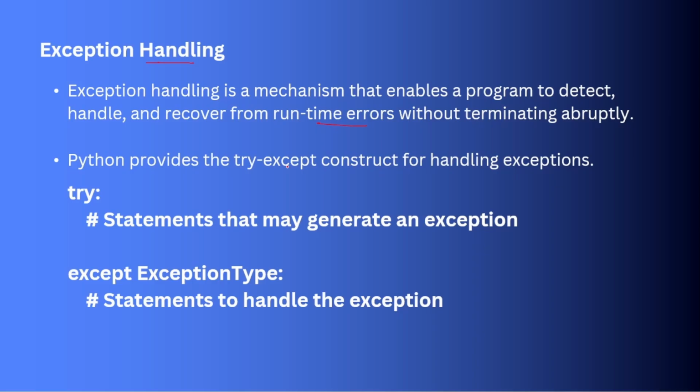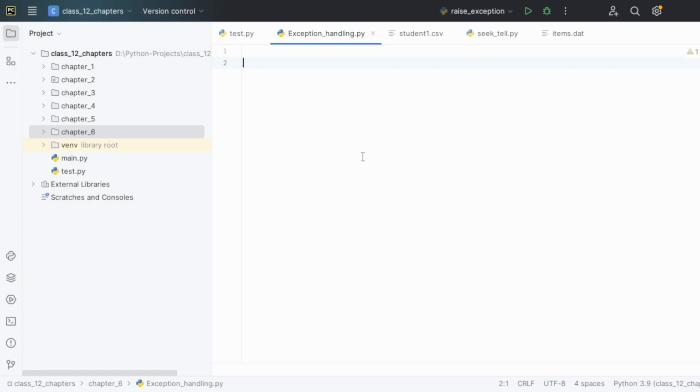Python provides the try except construct for exception handling. In Python we say try, and inside the try block we have statements that may generate an exception. All the computation where errors could occur is kept inside the try block. Then we write except exception type, where the exception type is the kind of exception that could occur. Inside the except block, we write statements to handle the exception. I'll just show this on PyCharm.